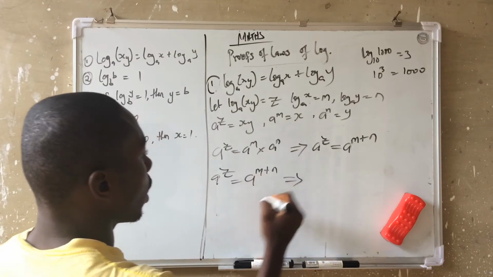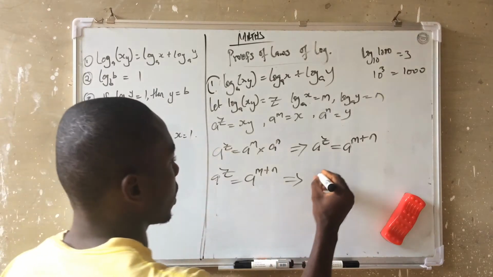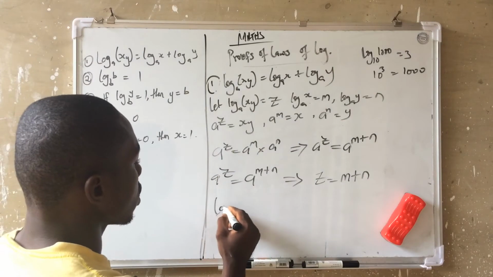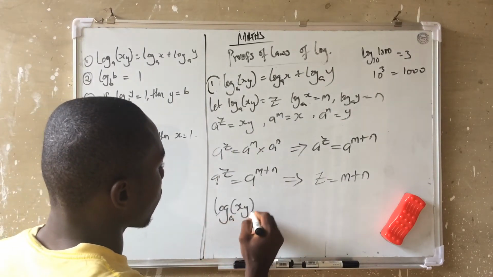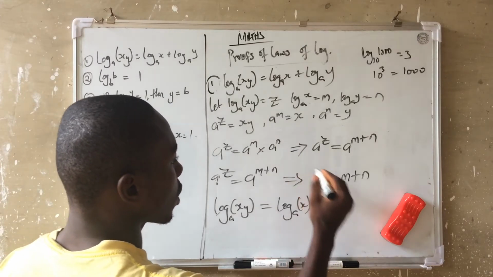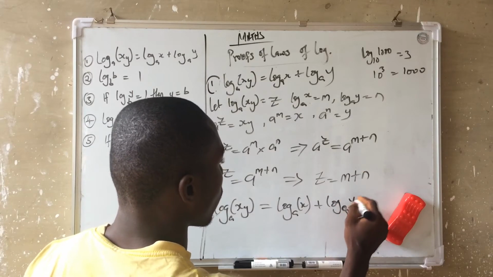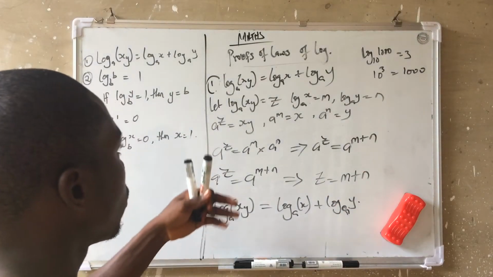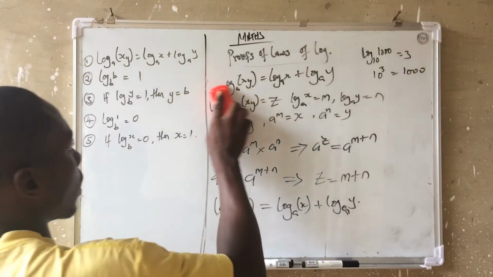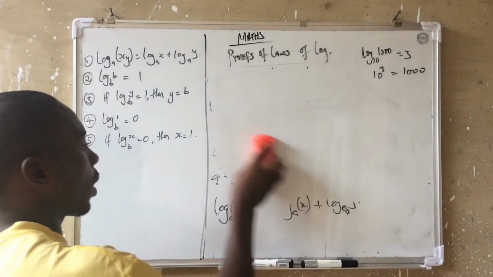Now this implies that since they have the same base, I can equate the powers. z is equal to m plus n. What is my z? My z is log a of xy, is equal to what is my m? log a of x. What is my n? plus log a of y. So you see, you can call this method 2. It's the same thing. So that is how I proved number 1.